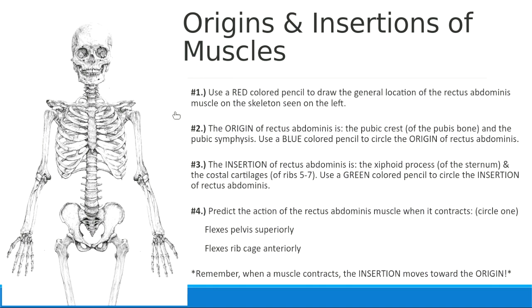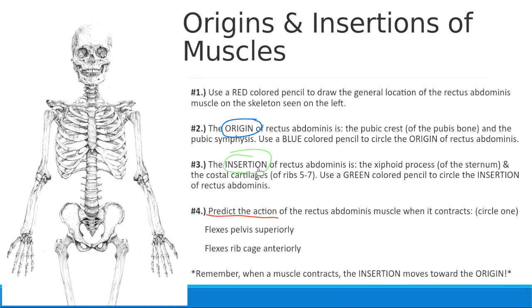So what I mean by that is you're going to get a picture of a skeleton on the exam, and we're going to have places on that skeleton that are marked in blue, and places marked in green. And we're going to ask you to predict the action of that muscle based on the origin, the blue part, and the insertion, the green part.